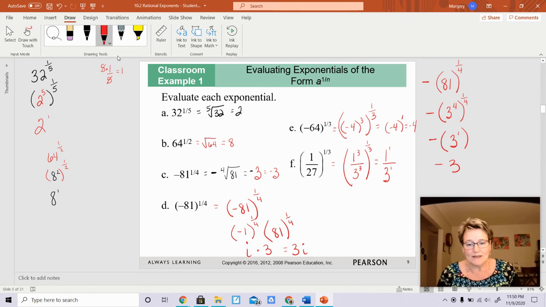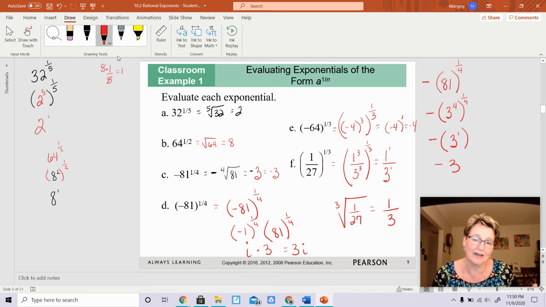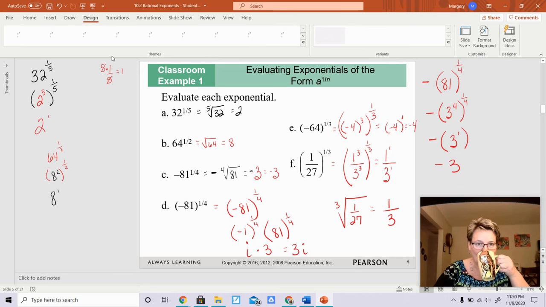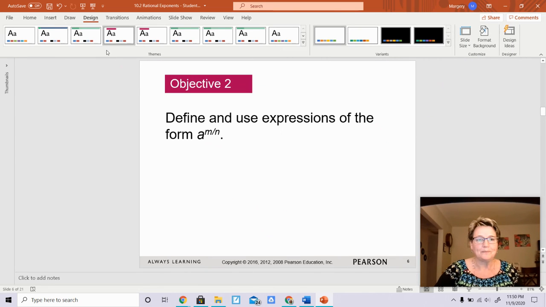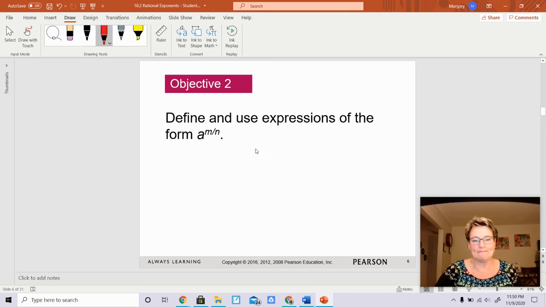Again, if you wanted to write this out as the cube root of 1 over 27, you could. And the cube root of 1 is 1, and the cube root of 27 is 3. Does not matter how you do the problem, but you can use powers to help you find the answer. All right. Let's go ahead and do the next one.